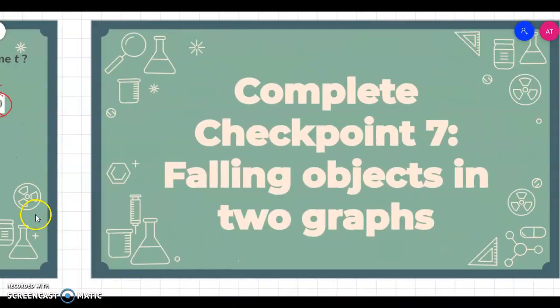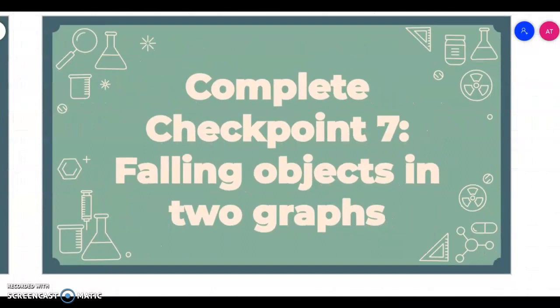So now what you're going to do is complete checkpoint 7, falling objects in 2 graphs. You're going to compare 2 graphs and talk about how one specifically matches only one type. So we're going to be comparing graphs.